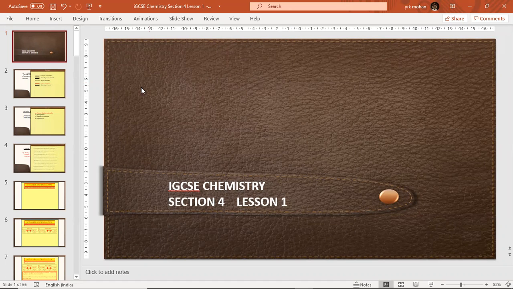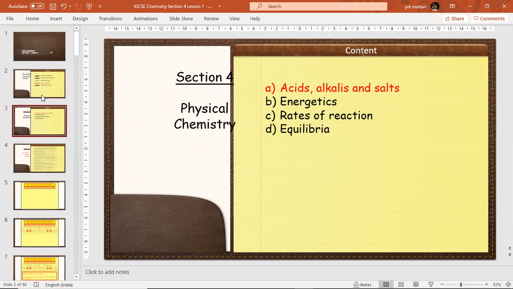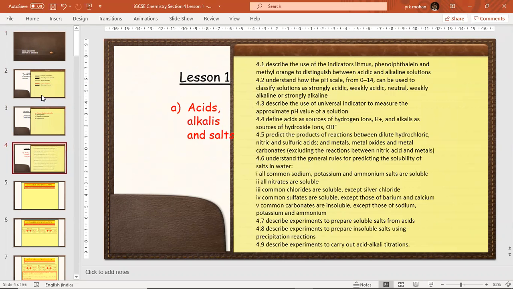Let us see the main lecture, that is IGCSE chemistry on physical chemistry. The topic is acids, alkalis, and salts. In this, I'll describe the use of indicators litmus, phenolphthalein, and methyl orange, to distinguish between acidic and alkaline solutions. To understand how the pH scale from 0 to 14 can be used to classify solutions as strongly acidic, weakly acidic, neutral, weakly alkaline, or strongly alkaline.